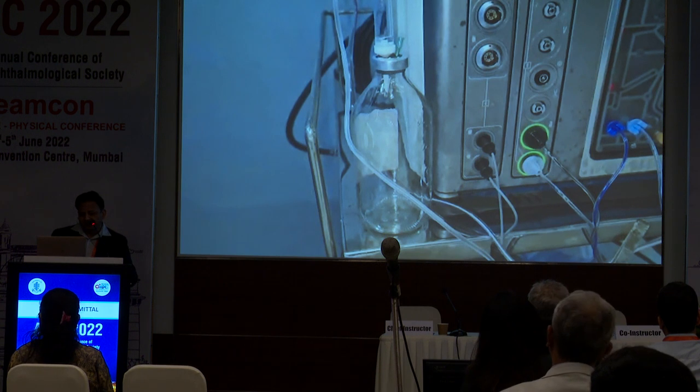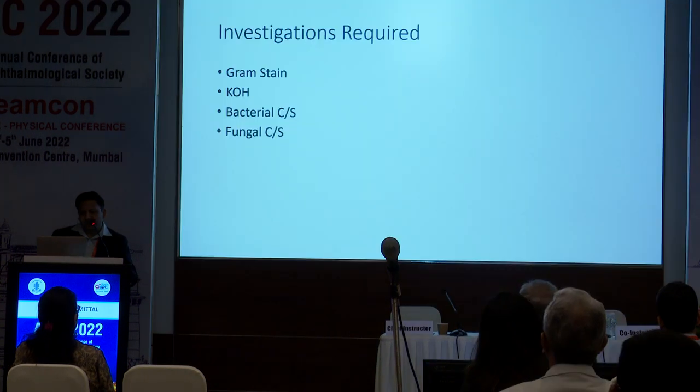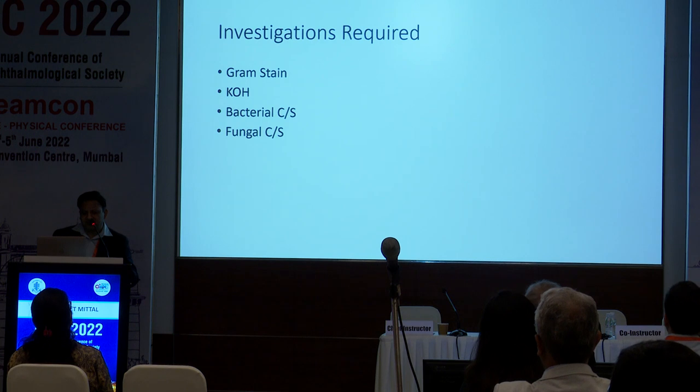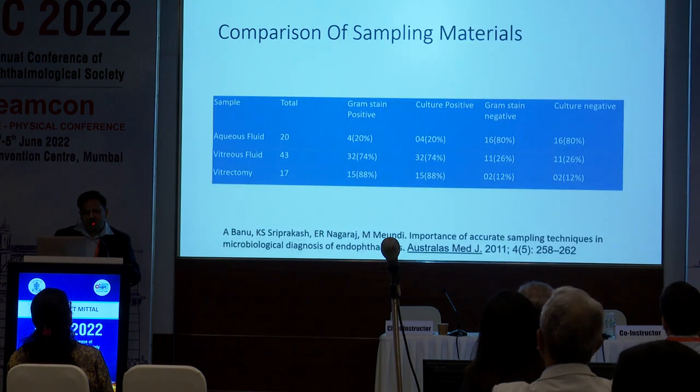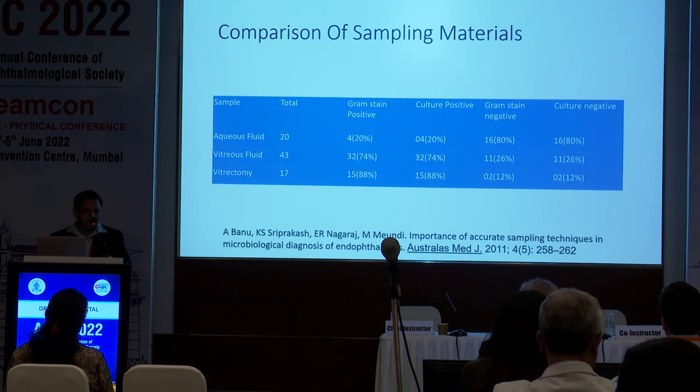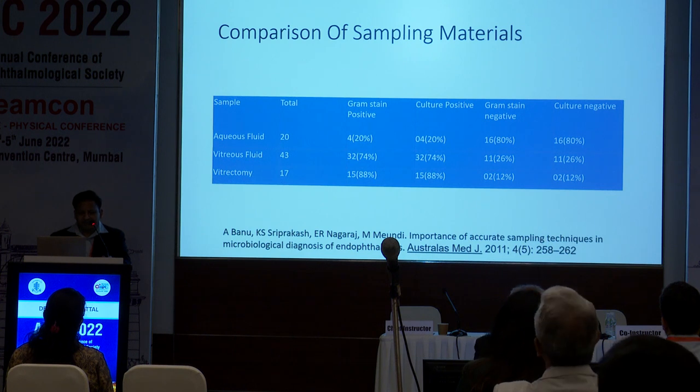So these are some of the hacks that you can use yourself in your OT to make these things a little easier. The investigations that we generally need are the Gram stain, the KOH, the bacterial culture sensitivity, or the fungal culture sensitivity. And we have seen earlier also there are reports that the vitreous fluid and the vitrectomy fluid is more sensitive and more culture positive as compared to the aqueous fluid. So those samples are much more important than the aqueous fluid itself, and it's important to get them.